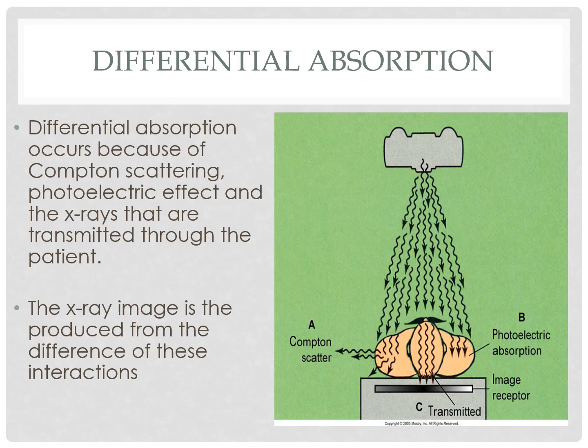Differential absorption. Differential absorption occurs because of Compton scattering, the photoelectric effect, and the X-rays that are transmitted through the patient. The X-ray image is produced from the difference of these interactions. So here we have photoelectric absorption. Here we have Compton scatter, and that's actually what hits the technologist or other people in the room. These are the ones that are transmitted, and again, the ones that come from the tube are the primary beam.